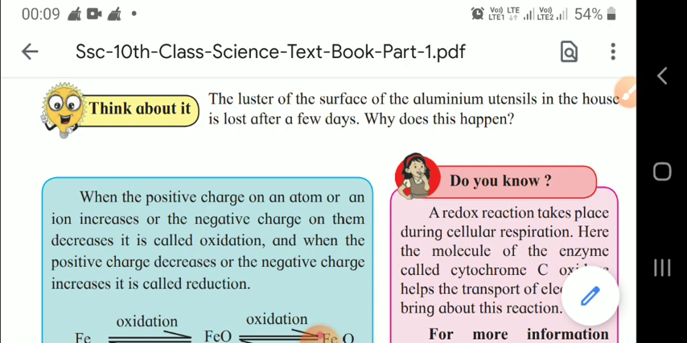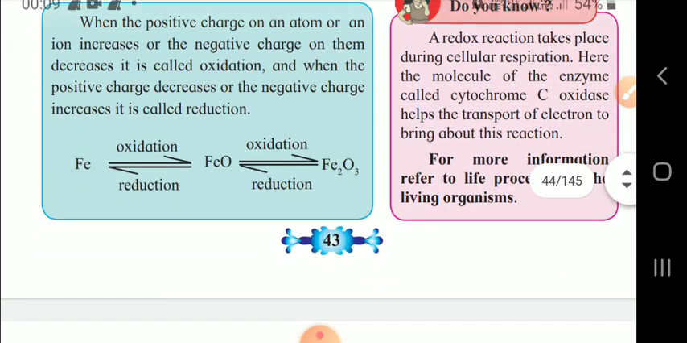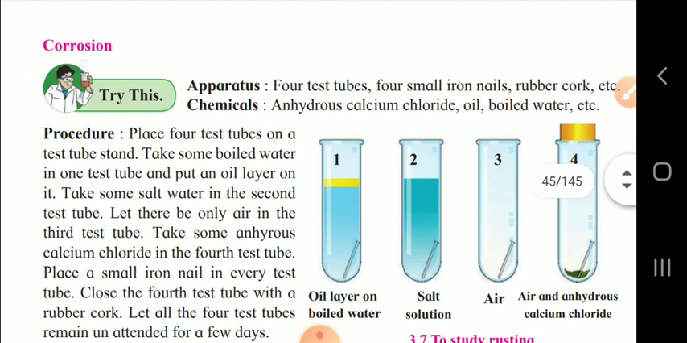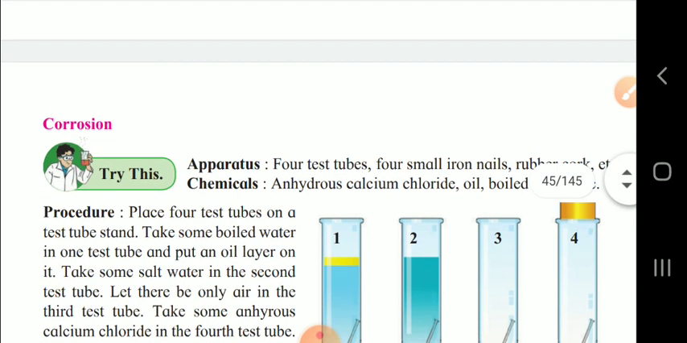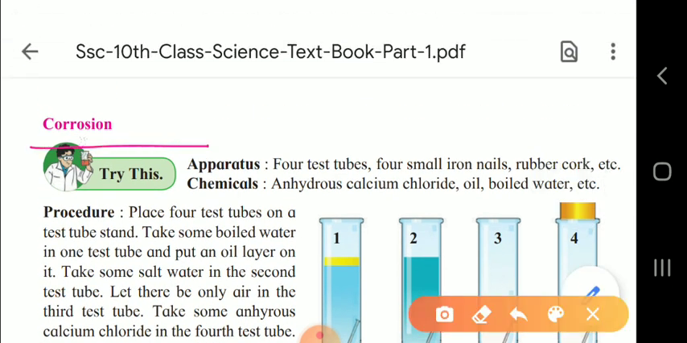Children, now we'll see the corrosion. This is the corrosion activity. In this, what do we have to take? We have to take 4 test tubes, 4 small iron nails, and a rubber cork. Chemicals we have to take: anhydrous calcium chloride, oil, boiled water, etc. Now, what is the procedure? We have to take 4 test tubes.